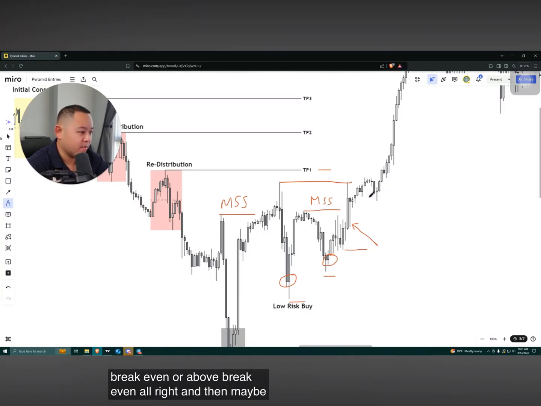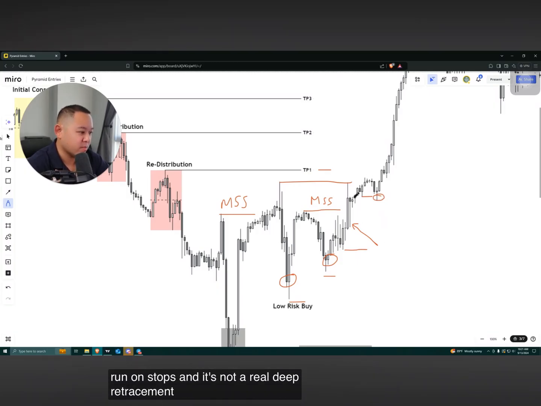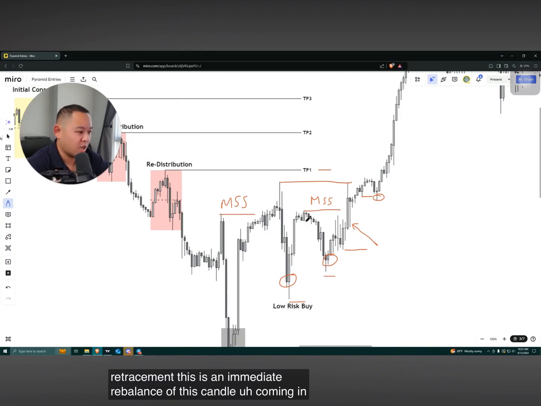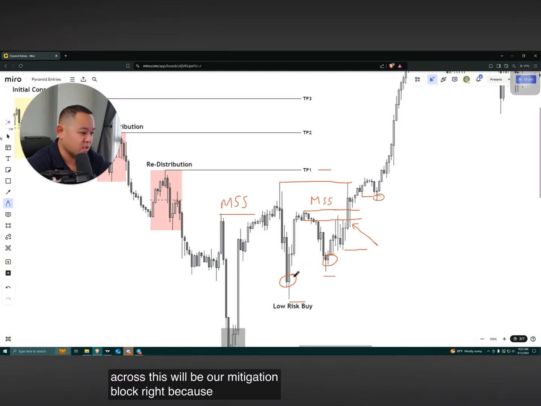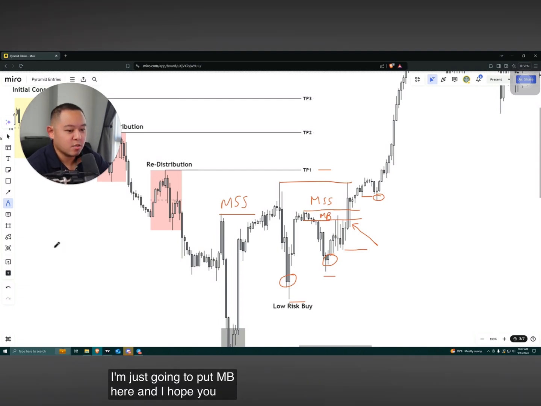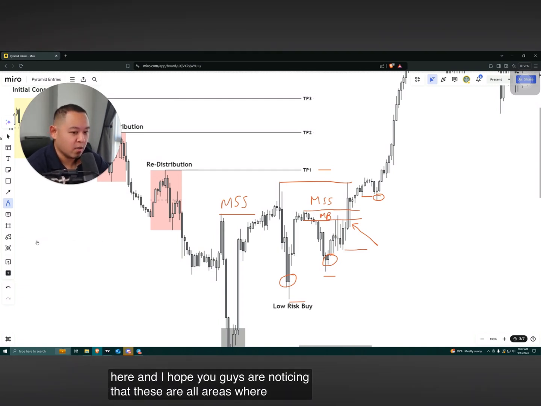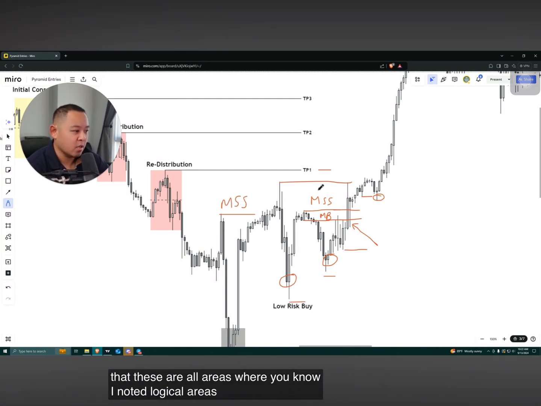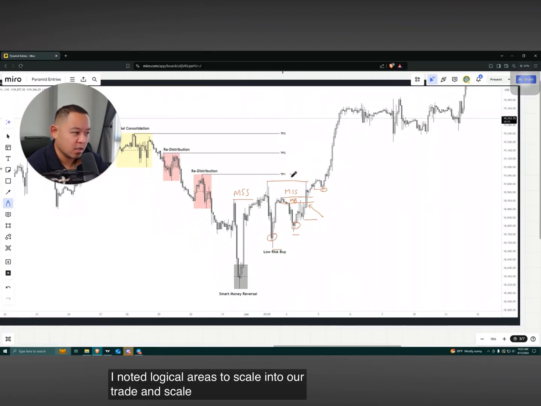All right. And then maybe our third entry might be here. This one is a little bit iffy because it's just a shallow run on stops and it's not a real deep retracement. This is an immediate rebalance of this candle coming in. This is actually a mitigation block. So if we extend this candle all the way across, this will be our mitigation block, right? Because we didn't take out a low, but this is our mitigation block. So I'm just going to put MB here. And I hope you guys are noticing that these are all areas where I noted logical areas to scale into our trade and scale out.